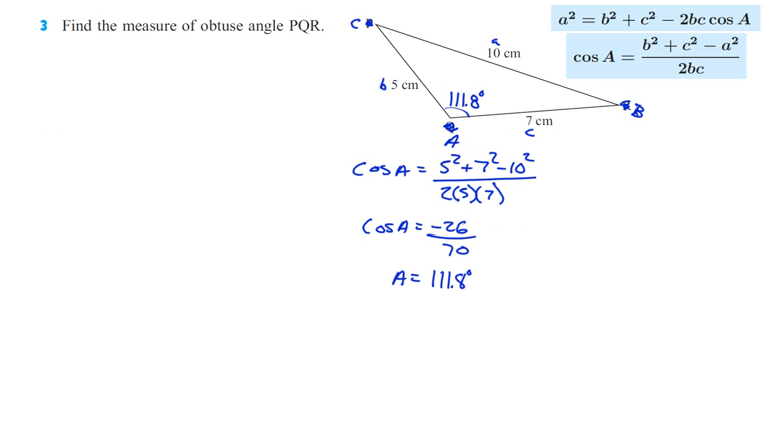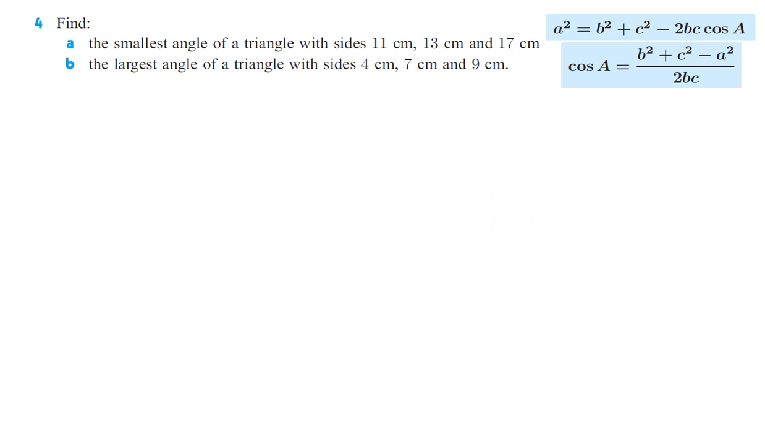All right, moving along to the next one. Number 4: find the smallest angle of a triangle with sides 11, 13, and 17 centimeters. Let's just sketch it out. We have 11, and then this one's longer at 13, and this one's longer still at 17. The smallest angle will always be across from the smallest side, so this is the angle we're looking for. Let's call that angle A, so this is little a. We'll call this B, and that C.